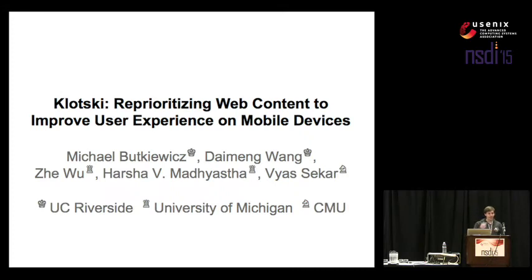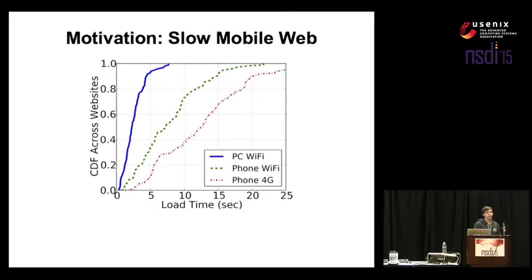All right, so I'm Michael Butkiewicz, and I'm going to introduce our system called Klotski, which is designed to reprioritize web content to improve the user experience of loading websites on your mobile phone. Now, I'm sure you've all had painful experiences of loading slow websites on your phone. And it's especially a problem when you're out traveling, like to a conference like this, and you really need to rely on that mobile phone and that mobile connection to get fast internet access.